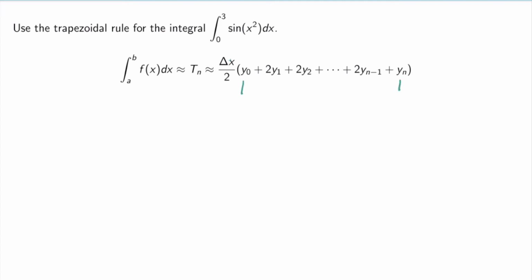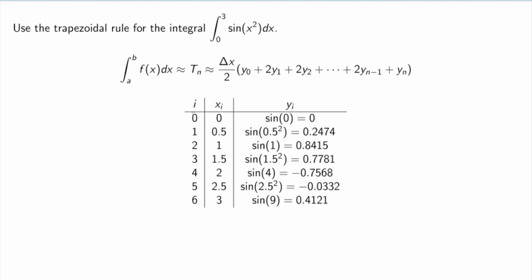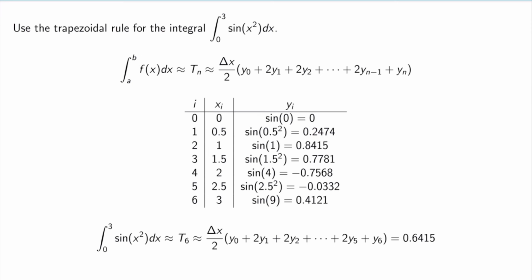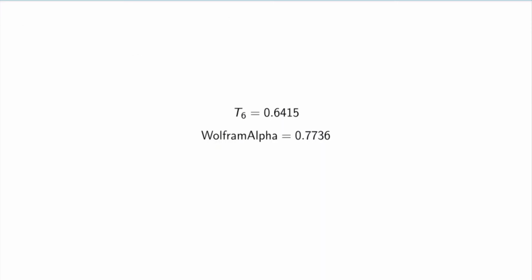All right? And so let's make a little table where we have the index i goes from 0 to 6. The point x_i is incremented in steps of a half. The value of sine x squared is written here, etc. Yeah, and so we just take all these values here and plug them appropriately into this formula, and then we get the value 0.6415. All right, so let's compare this to Wolfram Alpha.